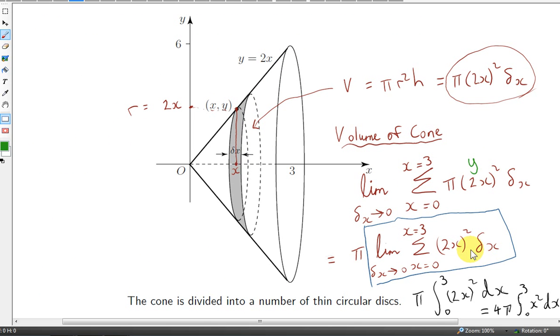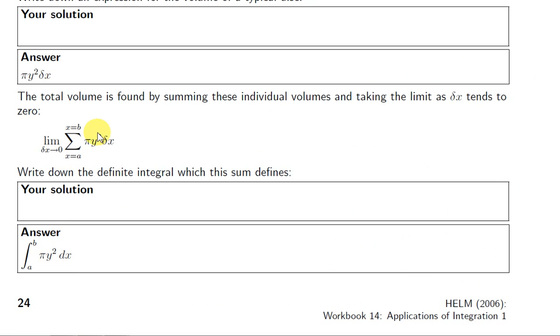So in general our integral will be pi times the integral of y squared dx. So this is our y here, it's 2x, so there it is. So we're squaring y, we're integrating with respect to x, and then our interval is from, well, it's from 0 to 3 in this case. In general it's from a to b. So here it is, we're just taking the limit of this sum.